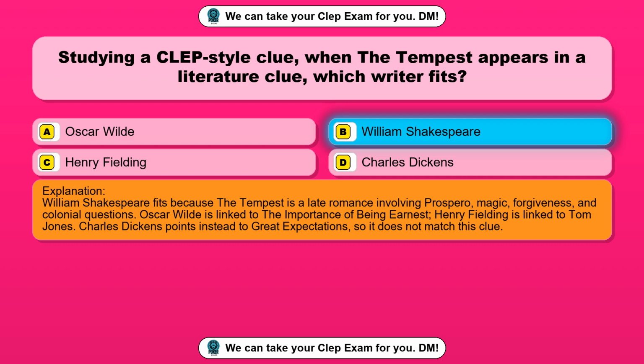Oscar Wilde is linked to The Importance of Being Earnest. Henry Fielding is linked to Tom Jones. Charles Dickens points instead to Great Expectations, so it does not match this clue.